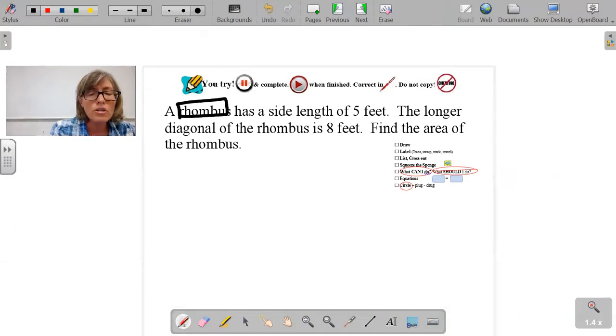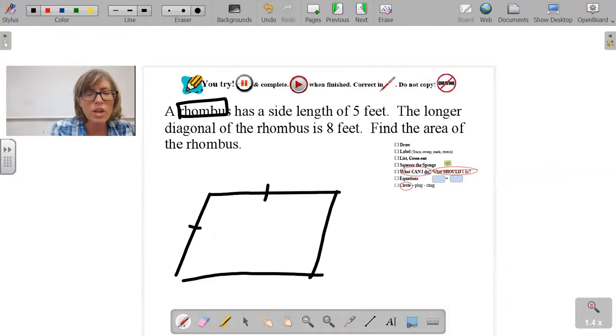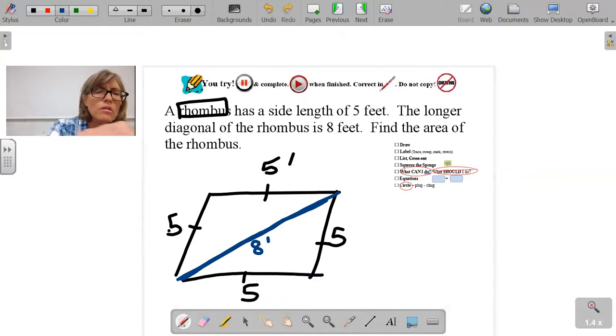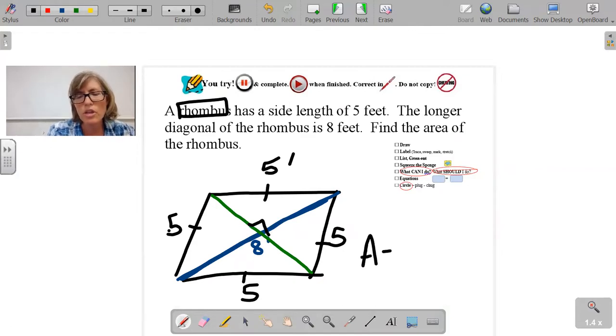Step number 1, you should have drawn a rhombus, which means all 4 sides are equal. Has a side length of 5 feet. That's going to be all the way around 5 feet. The longer diagonal, we're told, is 8 feet. Find the area of the rhombus. So you always start with the equation. And your equation is the first diagonal times the second diagonal over 2. Diagonal times diagonal over 2.